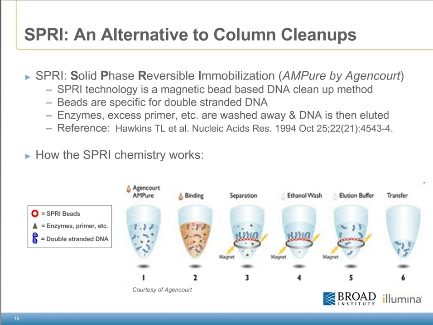You then separate that on a magnet. So the magnetic beads pull the DNA down, leaving all the unwanted enzyme and primer in solution. You then remove the supernatant, wash it with ethanol, and elute with elution buffer. And you end up with cleaned up DNA at the end. And as you can see, because it's just liquid transfers, it's very amenable to automation.